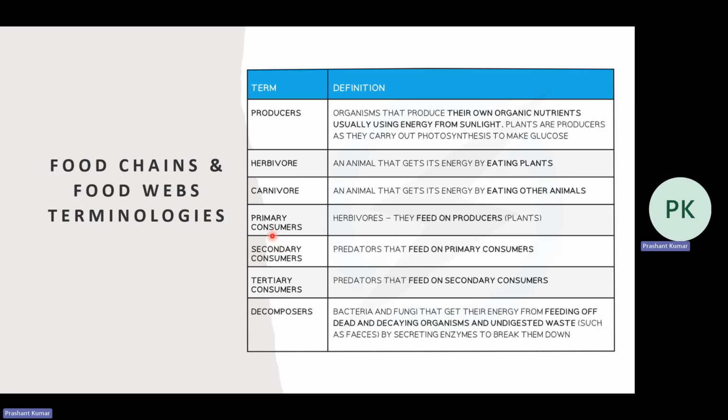What are primary consumers? Primary consumers are herbivores. They feed on plants. Secondary consumers feed on primary consumers. Tertiary consumers feed on secondary consumers. And what are decomposers? Decomposers are microorganisms. They feed on dead and decayed substances, and they secrete enzymes which help in the degradation of the biomolecules or the whole body. So these are some key definitions we must know before going ahead in the topic.